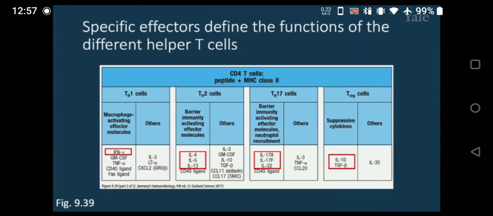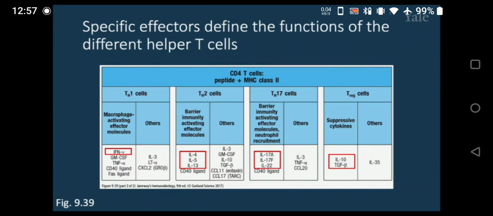Th2 cells secrete many cytokines that are associated with barrier immunity and activating effector molecules. These include IL-4, IL-5, IL-13. Remember, these are the ones that are also important in responding to allergy. We have CD40 ligand, which again is another activating co-stimulatory molecule.